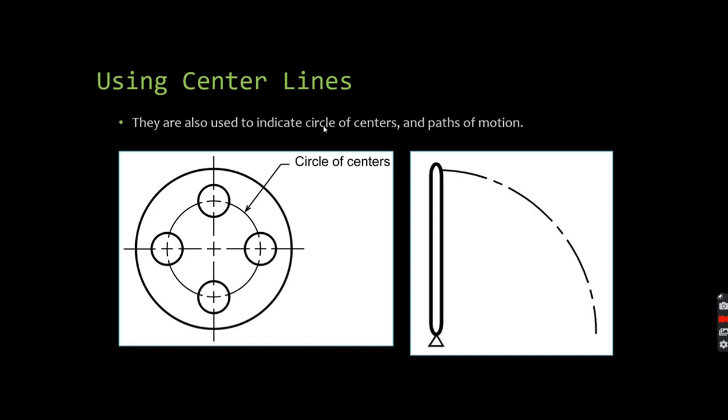They're also used to indicate centers of circles and paths of motion. This is a bolt circle. This shows that this moves along this path right here.